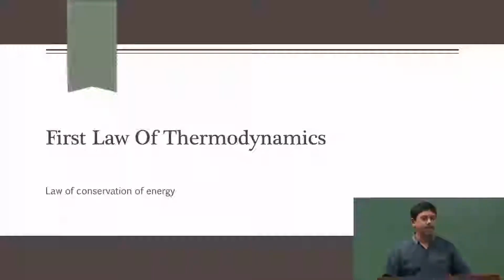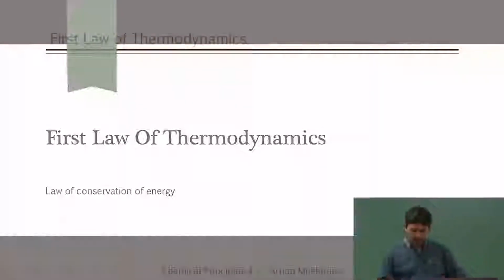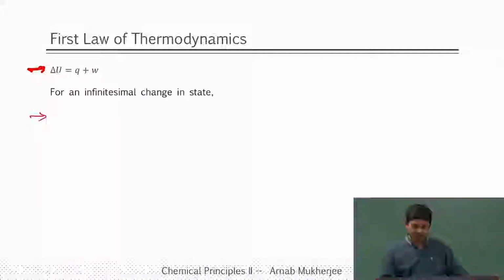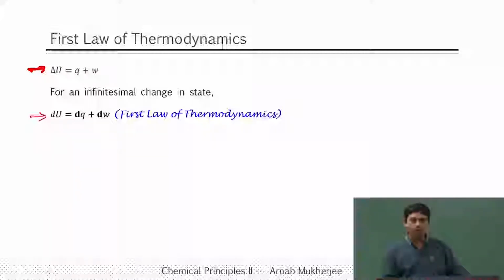Okay, so welcome to the next lecture. We have introduced the first law of thermodynamics the other day, right? Now we are going to move ahead with more formulations of thermodynamics. The first law says that the change in internal energy is a combination of both heat and work, and for an infinitesimal change we can write dU = dQ + dW.